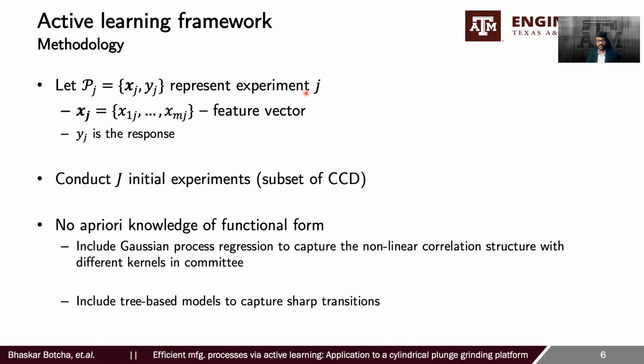So the active learning framework, the methodology is like, suppose Pj, which is (xj, yj), represents an experiment, where xj is the feature vector and yj is the response. So we conduct J initial experiments, capital J initial number of experiments, and we have no idea of the prior functional form of the response surface. So what we do is we consider a bunch of Gaussian process regression models and tree-based models, which are a random forest model and a CART model, the classification and regression trees.